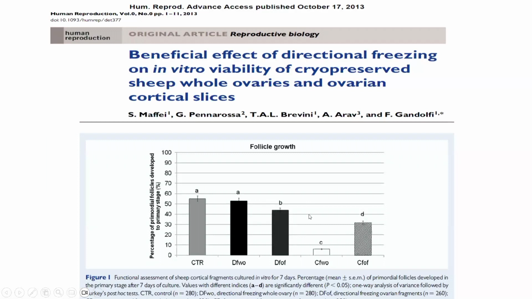Surprisingly, directional freezing of slices was statistically lower than the whole ovary freezing, but both were much better than the conventional whole ovary slow freezing, and also better than conventional freezing of cortical slices. So these are the results with whole ovary and ovarian slices.